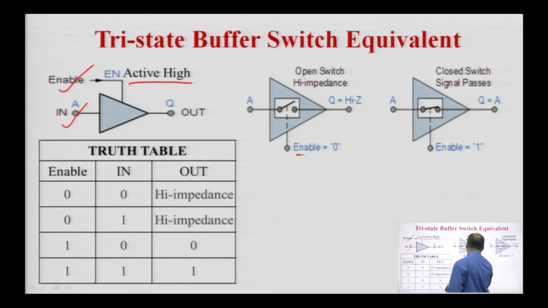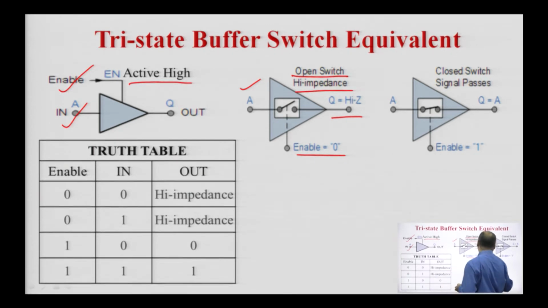When the enable is 0, this buffer acts as an open switch, and this open switch is nothing but a high impedance state. So, when we apply any input to this tri-state buffer, the output is always in the high impedance state. If we apply 0 as input, the output is in the high impedance state, and if we apply 1 as input, it is again a high impedance state.